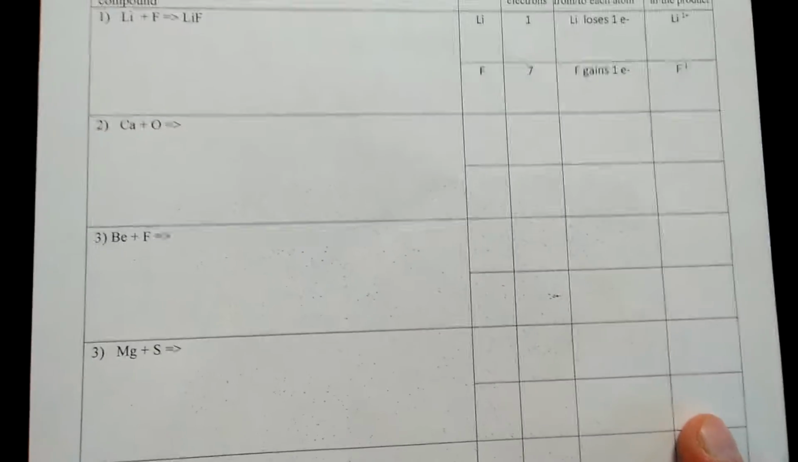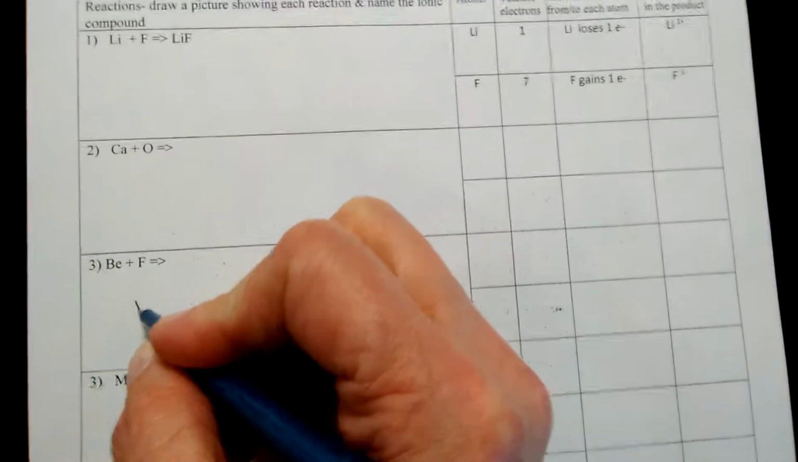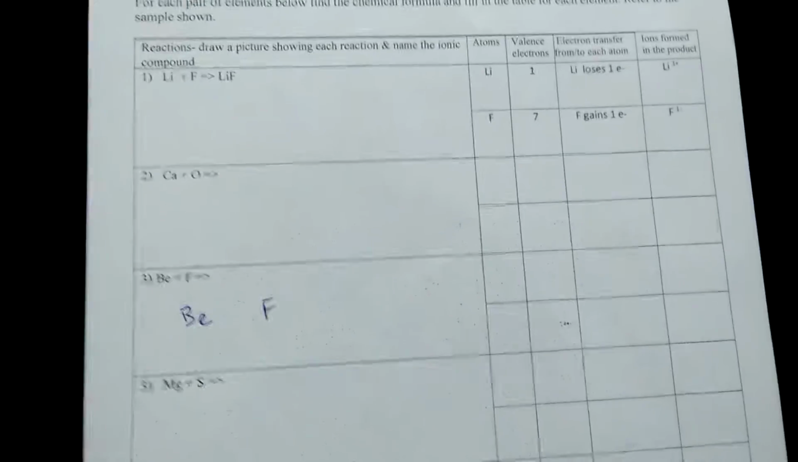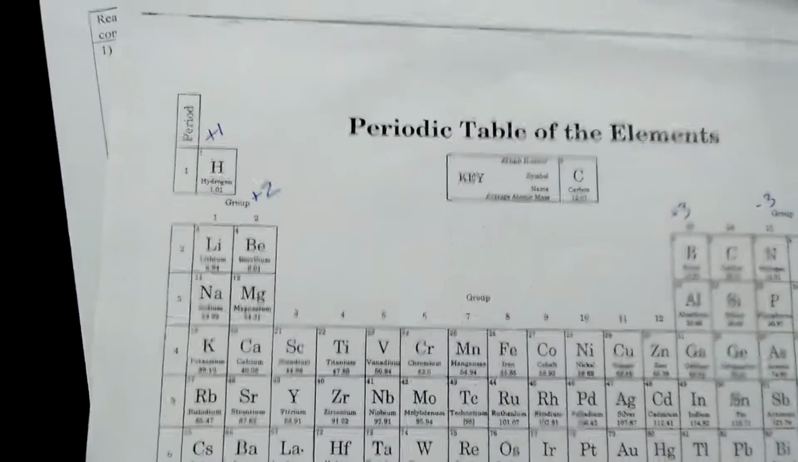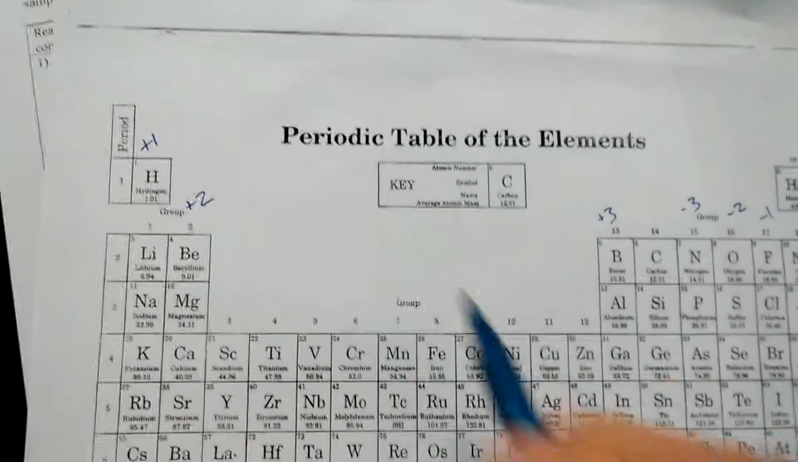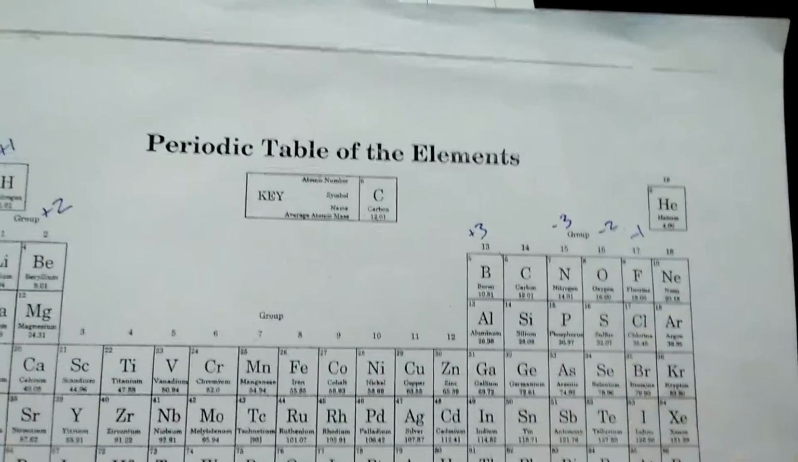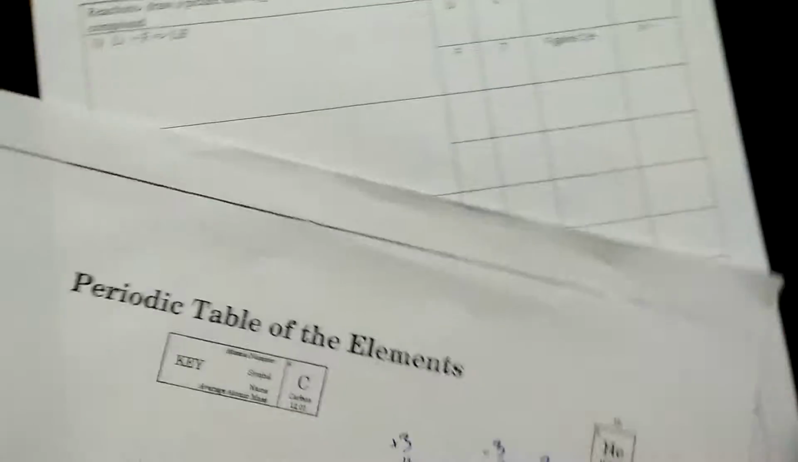Formula writing is all about the crisscross method. We start by writing down the symbols of the elements. Then we look the elements up on our periodic table and we find their oxidation numbers. The oxidation numbers are the numbers that go across the top of the table.